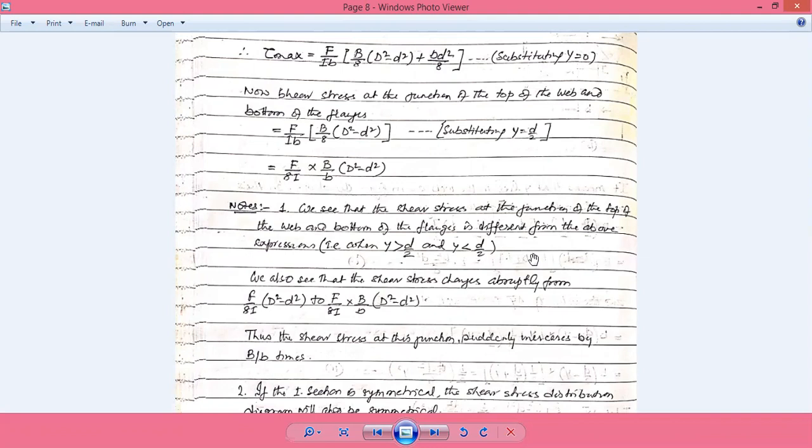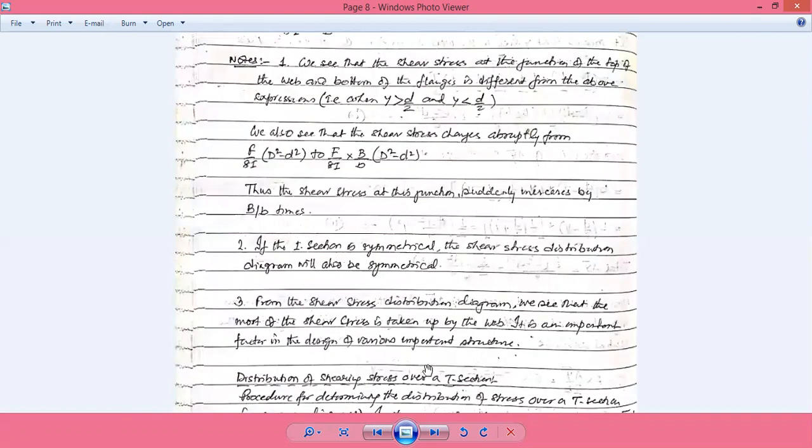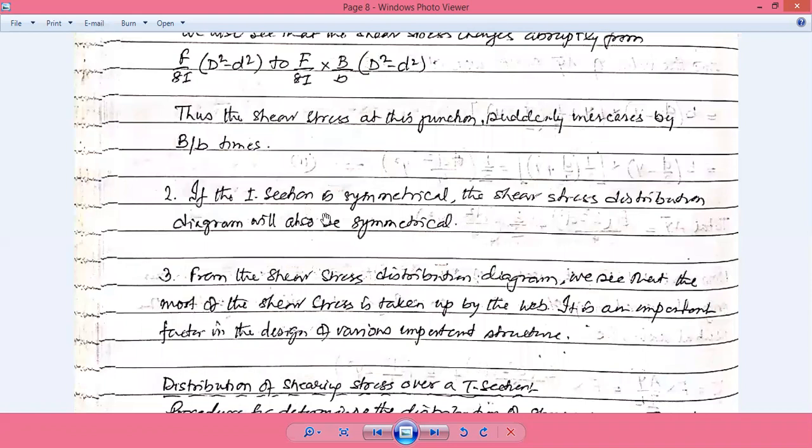Here it is clear that the shear stress at the junction of the top portion of the web and bottom of the flange is different from the above expression, that is, when y is greater than d by 2 or when y is less than d by 2. We also see that the shear stress changes abruptly from one value to the other. Thus, the shear stress at this junction suddenly increases by a factor of b by small b. As the I section is symmetrical, the shear stress distribution diagram will also be symmetrical on both sides.